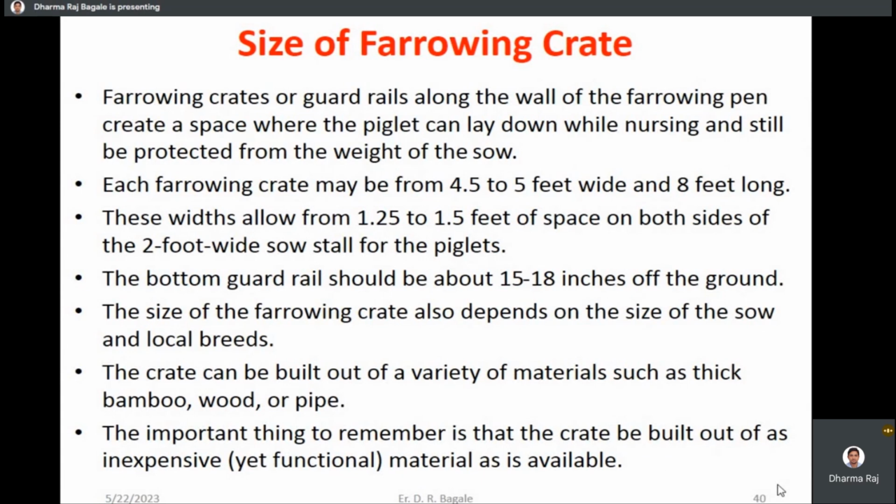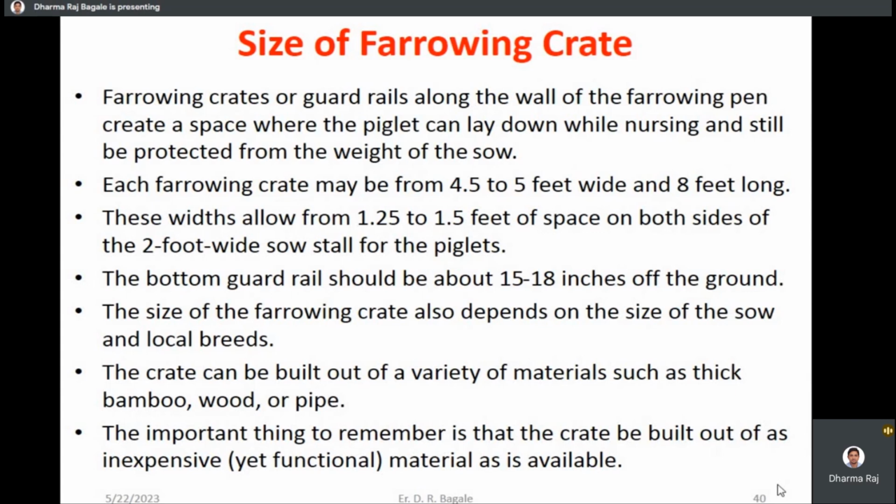The size of the farrow crate also depends on the size of the sow locally. I already told it. And we have to keep in mind that while building these farm structures, we always have to be concerned about the cost of the building, because an expensive farm structure will ultimately be the reason for the economic viability of the farm.